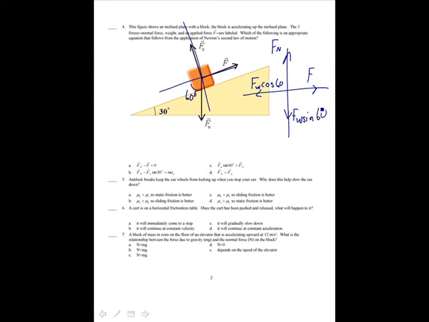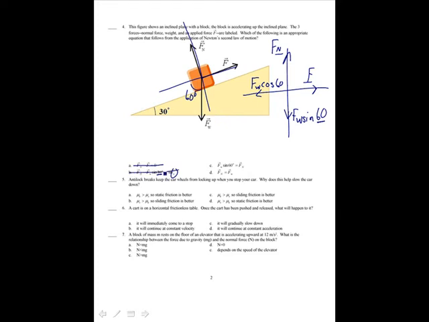So let's look at these. Fn minus f is equal to 0. Alright, that doesn't fly because these are 90 degrees, so that doesn't work at all. Fn minus Fw sine 30 is equal to max. Alright, two reasons that's wrong, because this is sine of 30, but it should be sine of 60. And then also we have an ax here, and these are in the y direction, so that doesn't work.